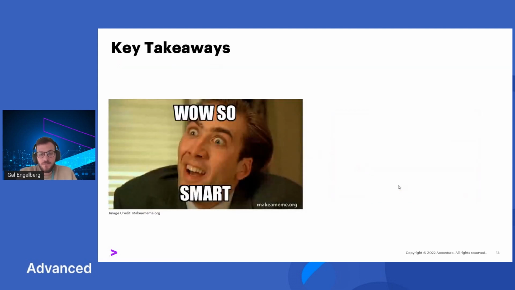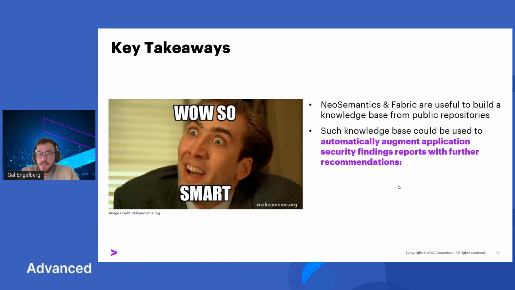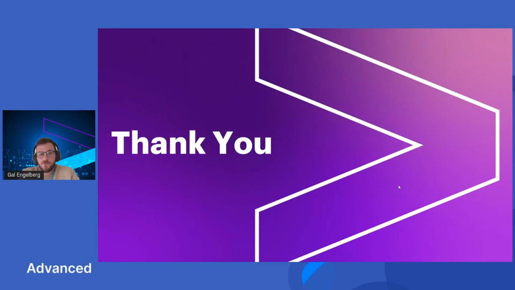Okay, so what have we seen until now? We've seen that NeoSemantics and Fabric are useful to build a knowledge base from public repositories. And these knowledge bases could be used to automatically augment application security finding reports with further recommendations, such as attack patterns, attack techniques, and countermeasures. Thank you very much.